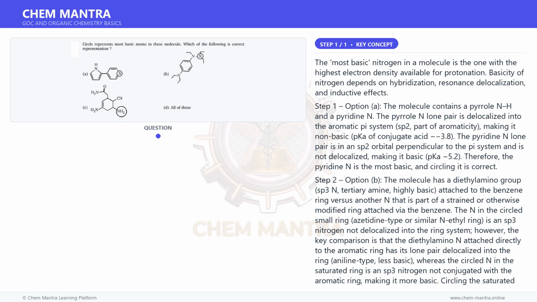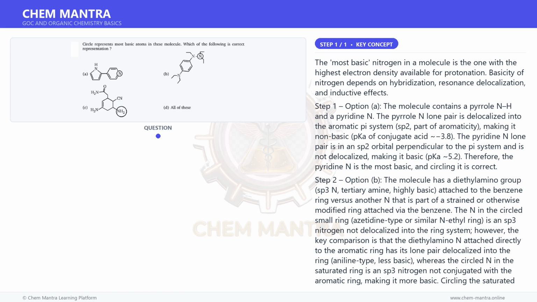The most basic nitrogen in a molecule is the one with the highest electron density available for protonation. Basicity of nitrogen depends on hybridization, resonance delocalization, and inductive effects.